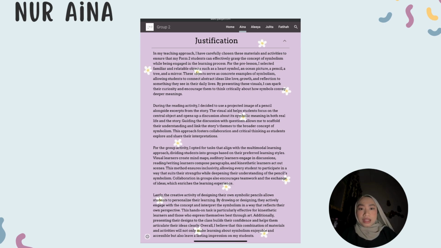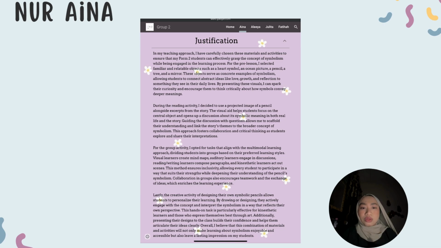So for the pre-lesson, I selected familiar and relatable objects such as a heart symbol, an ocean picture, a pencil, a tree and a mirror, so that they can spark their curiosity and encourage them to think critically about how symbols convey deeper meaning. Next part, we have the reading activity.